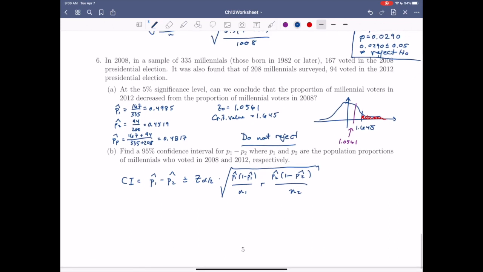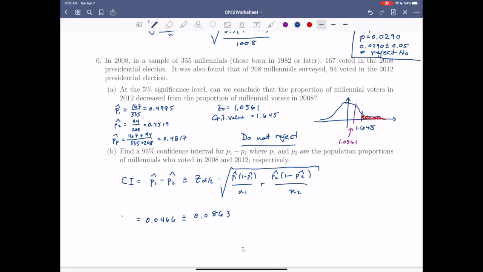And it turns out that when we plug in everything, what we're going to get for the difference P1 hat minus P2 hat is 0.4985 minus 0.4519. So that's going to end up being 0.0466. And then when we plug in everything else, we're going to end up with our margin of error being 0.0863.